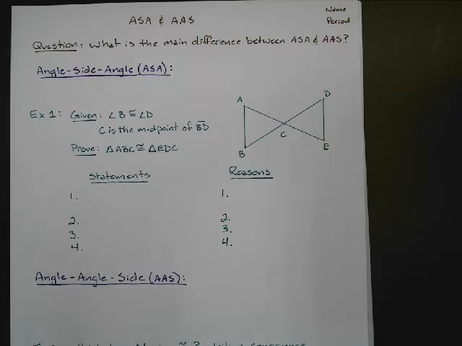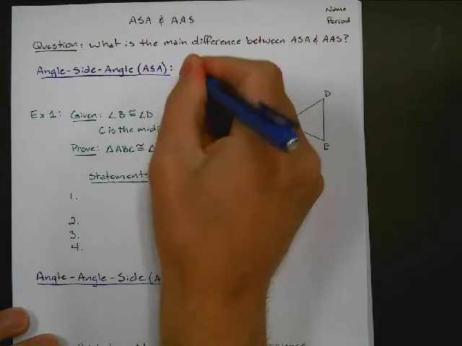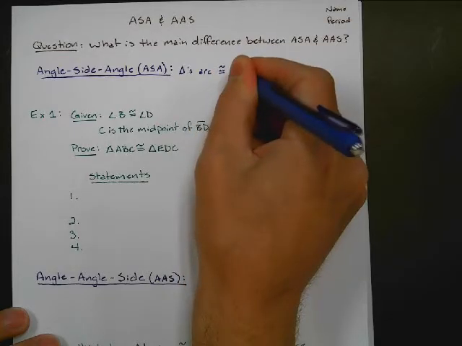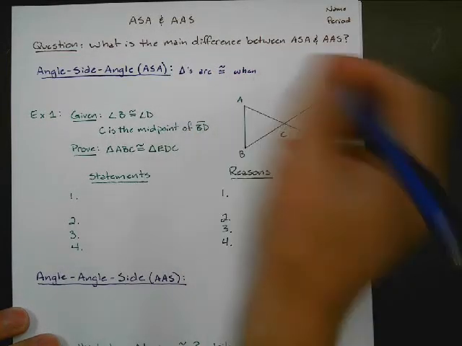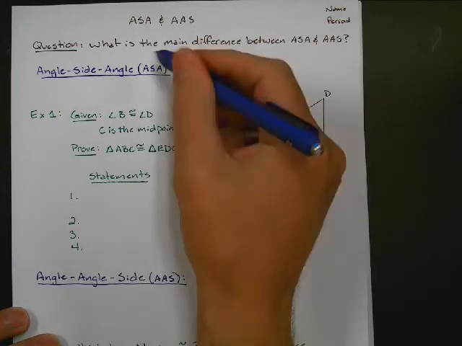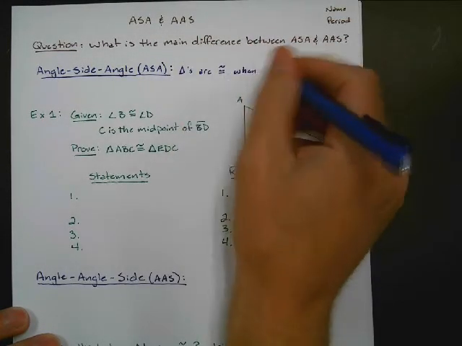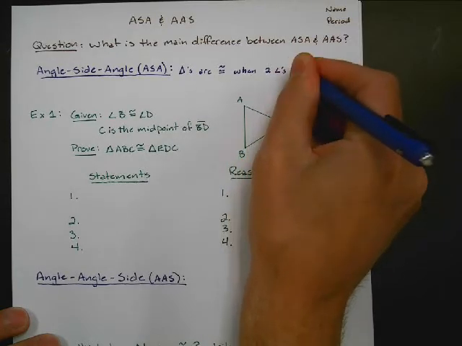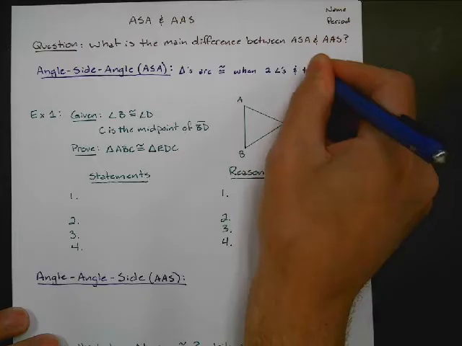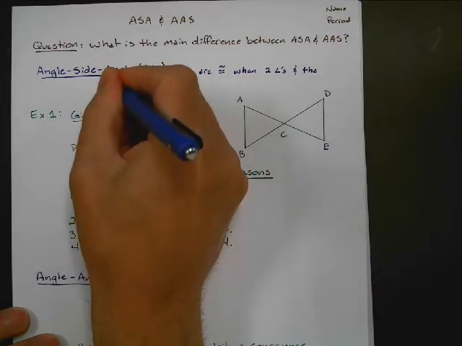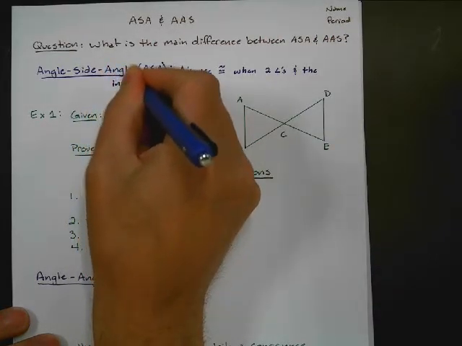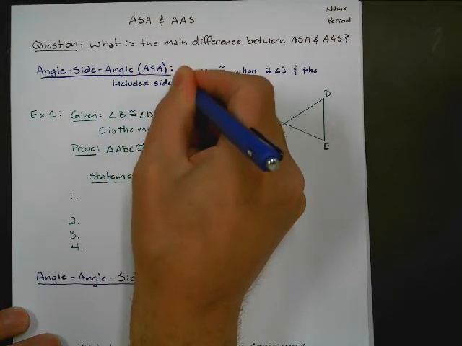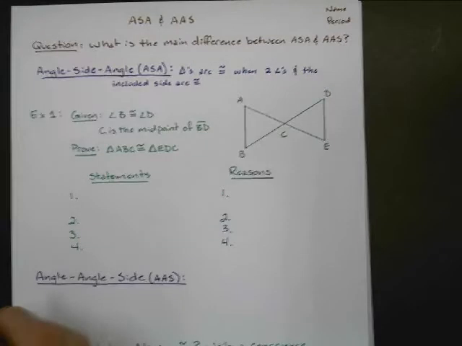Now, angle side angle. Triangles are congruent when two angles and the included side are congruent. So what does that mean?